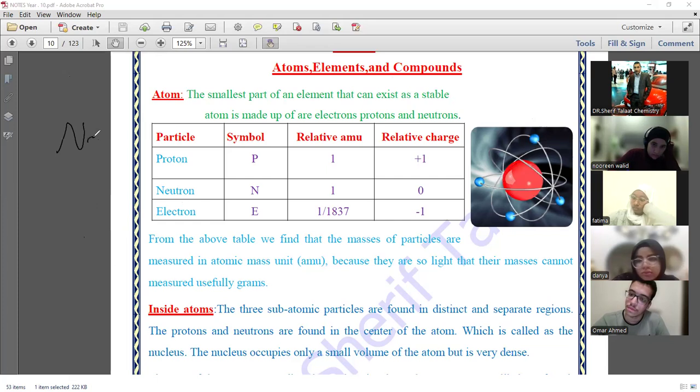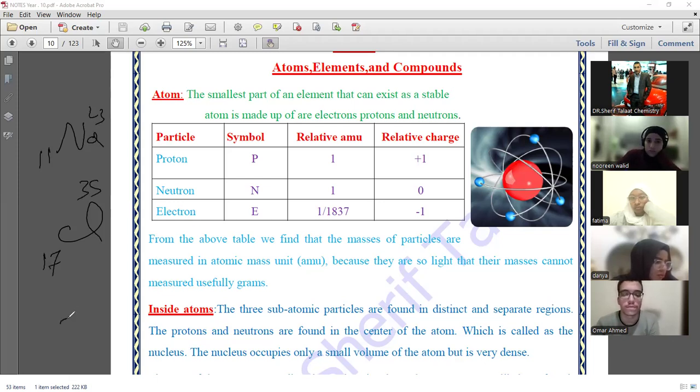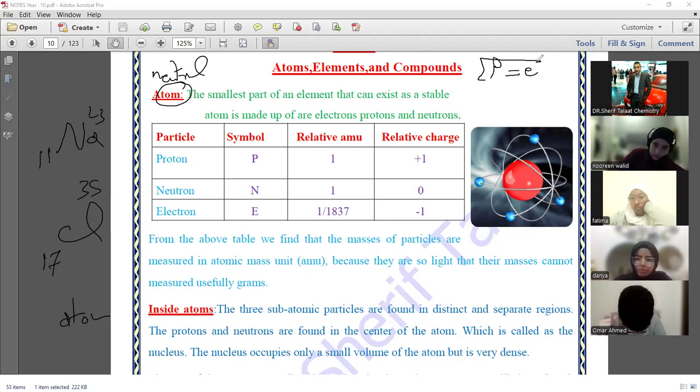There is no charge, like Na or Cl. This is called an atom. So this means that atom is neutral. What's meant by atom electrically neutral? This means that number of positive charged protons equal number of negative charged electrons. So positive equal to negative.